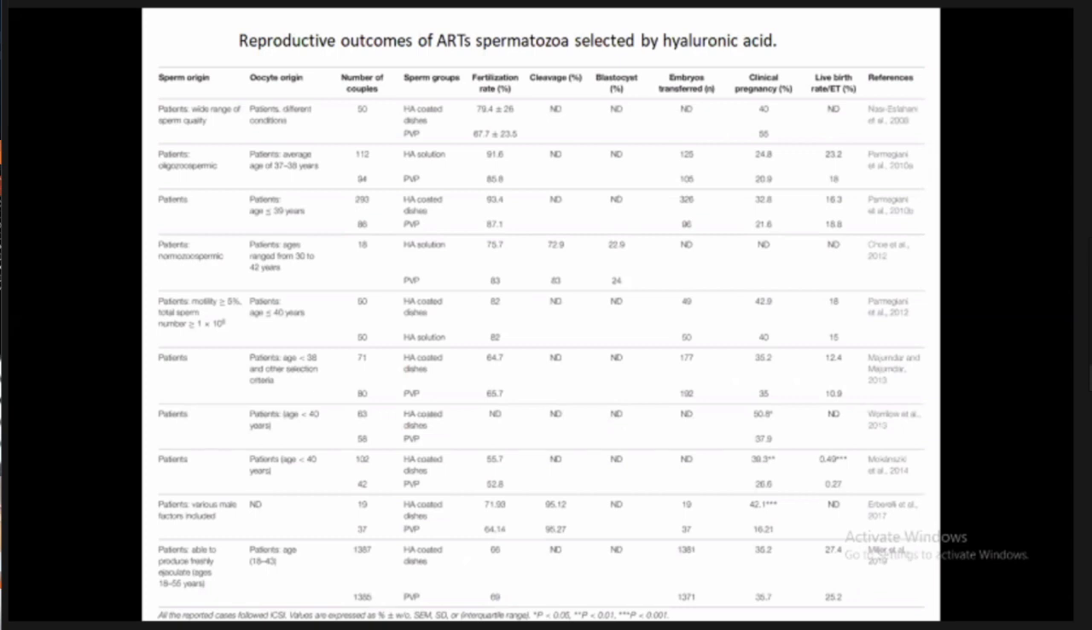And coming to the data with respect to hyaluronan binding assay, here is one of the largest studies they have done recently, published in the year 2019 by Miller et al. This group showed 1,387 couples that underwent the ICSI procedure with or without HA, so with HA as well as conventional ICSI.